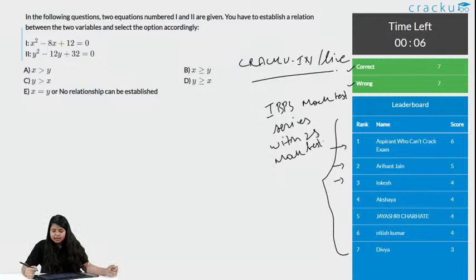Can't I change the answer? No, you can't. Once you select the answer, it freezes. So, make sure you are selecting your answer very properly. Chalo, with this we have 8 people who got this correct and 9 wrong.